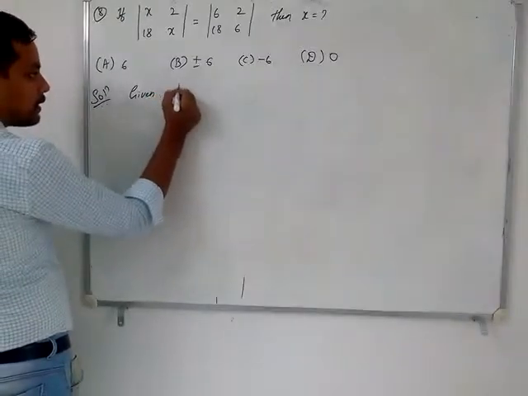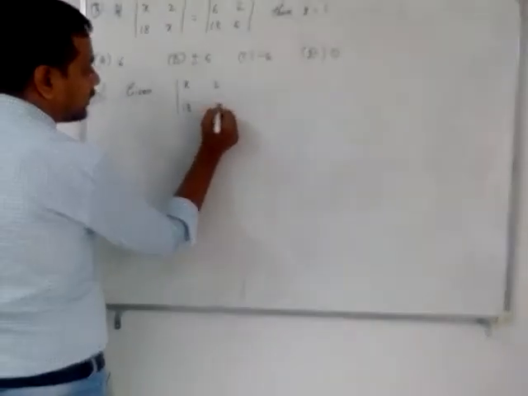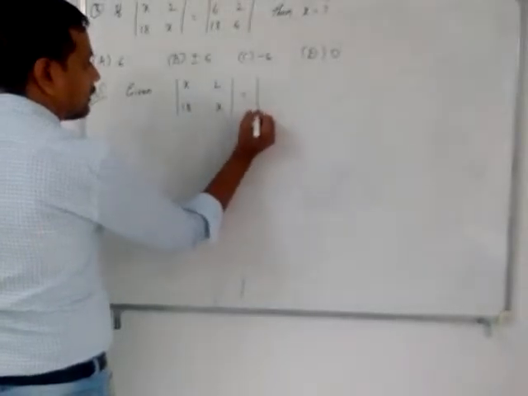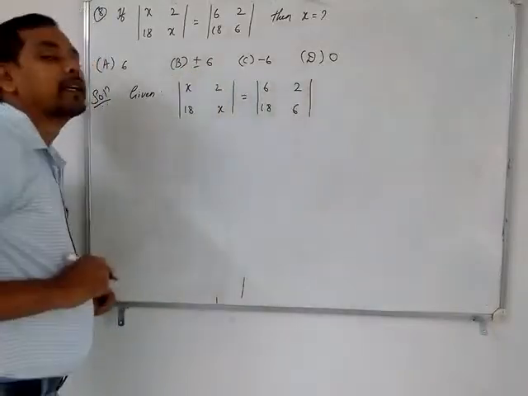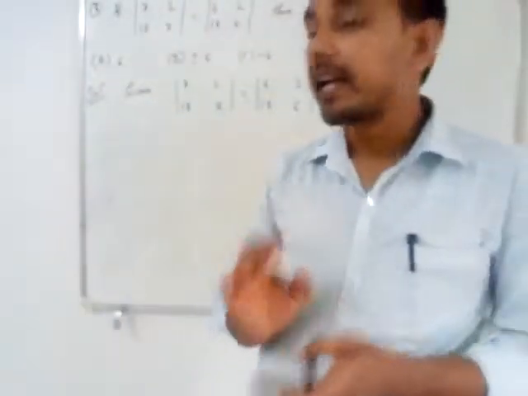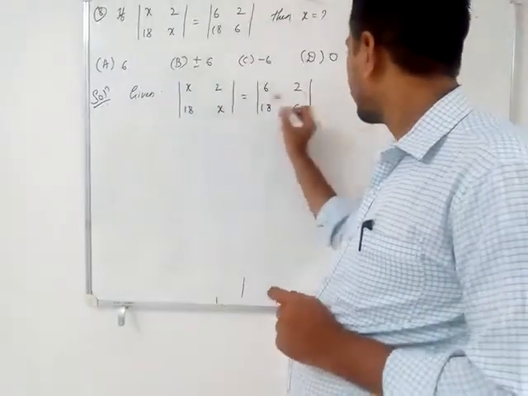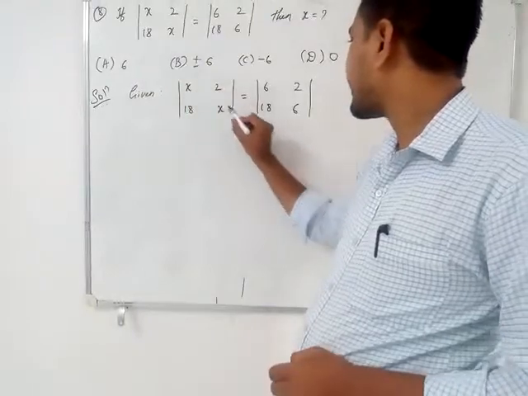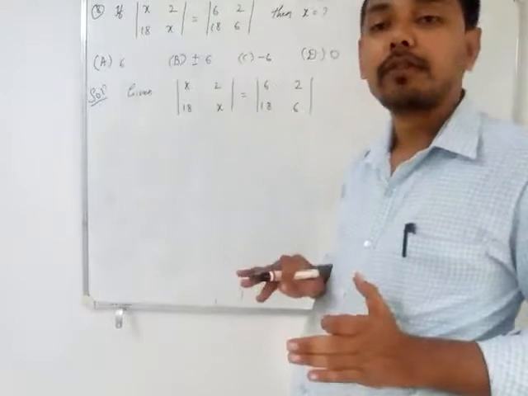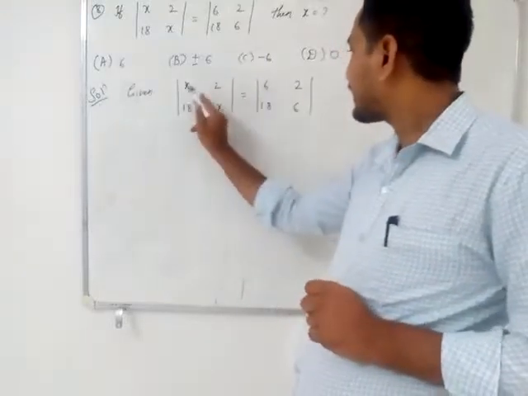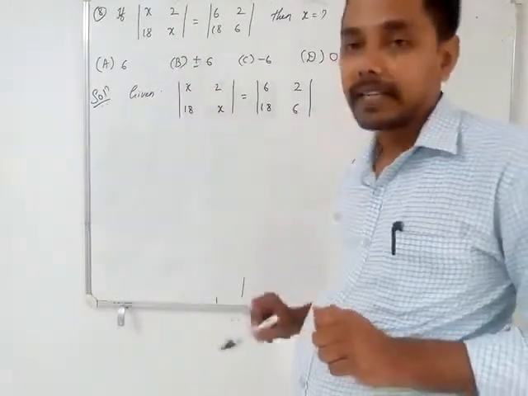Given is x, 18, 2, x, equals 6, 18, 2, 6, right? Most of the students will make a mistake here by comparing this one. You have 2 here and 2 here, 18 here and 18 here. Here also x, here also x, 6, 6, and 6 is there in the option. Directly many of the students will equate the corresponding elements: x is equal to 6, and they will take the answer.